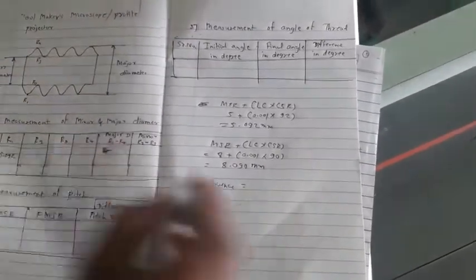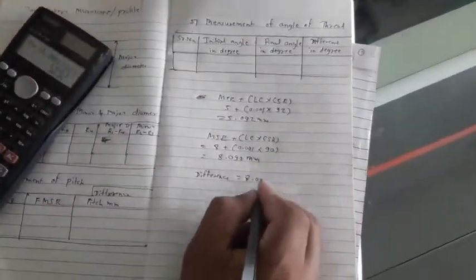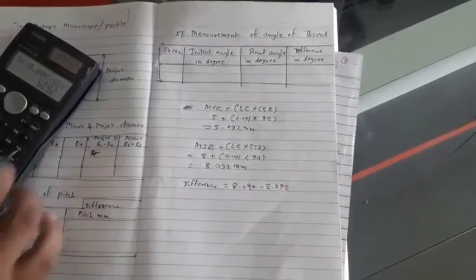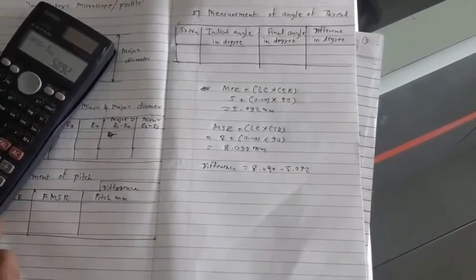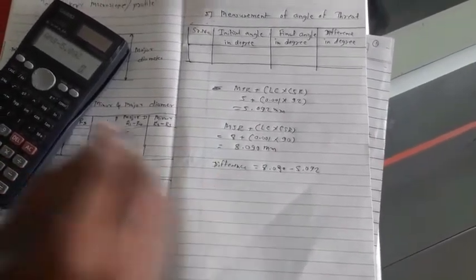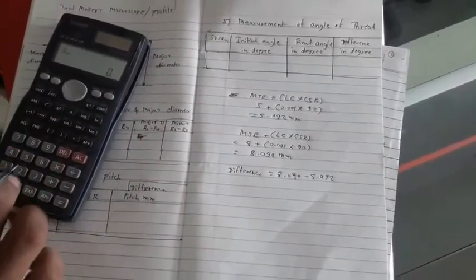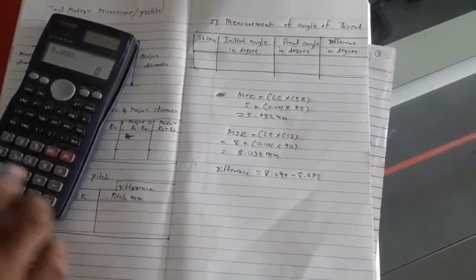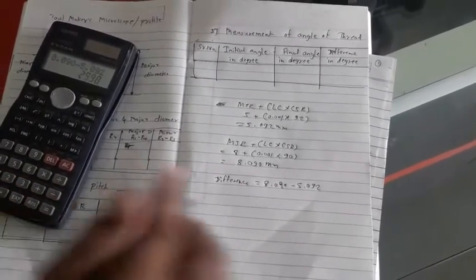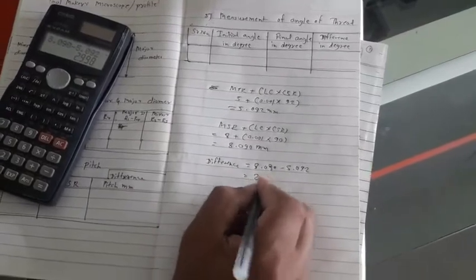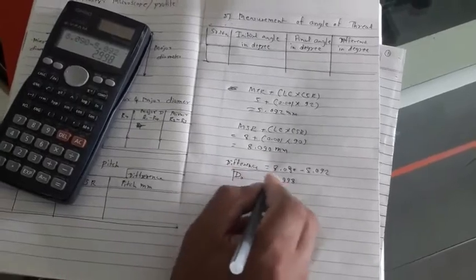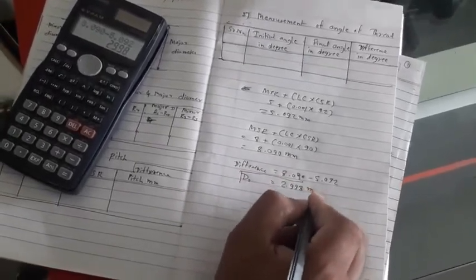The difference of the two readings will be 8.090 minus 5.092, which is equal to 2.998. So major diameter, that is D0, we got 2.998 mm.